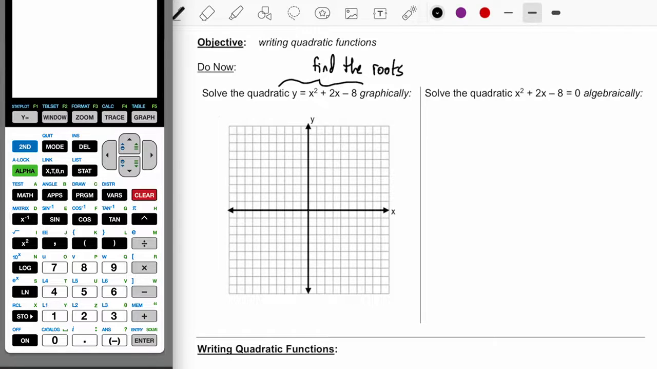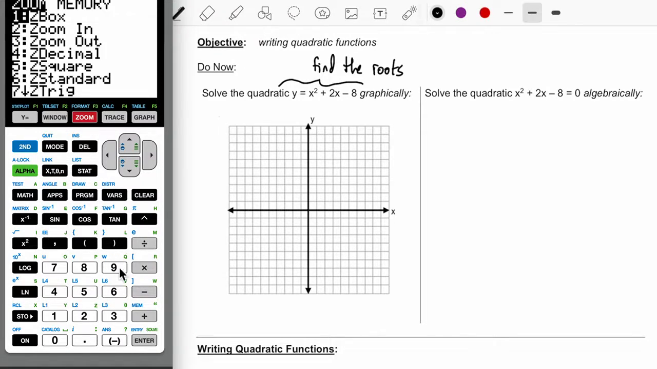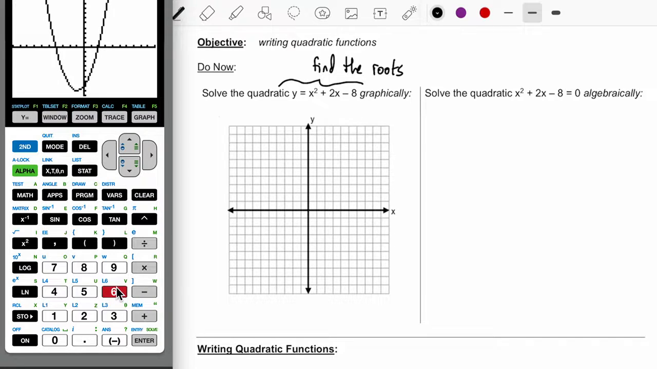crosses the x-axis. So I'm going to hit y equals, get rid of this, x squared. I'll do a zoom 6, standard zoom, and just see where it crosses the x-axis. I'll also get some other points, just so I can create a reasonable graph out of this.